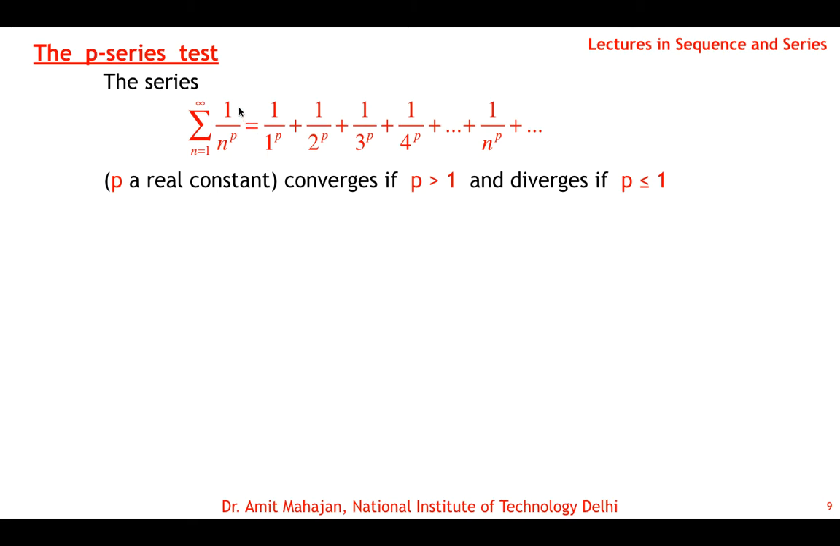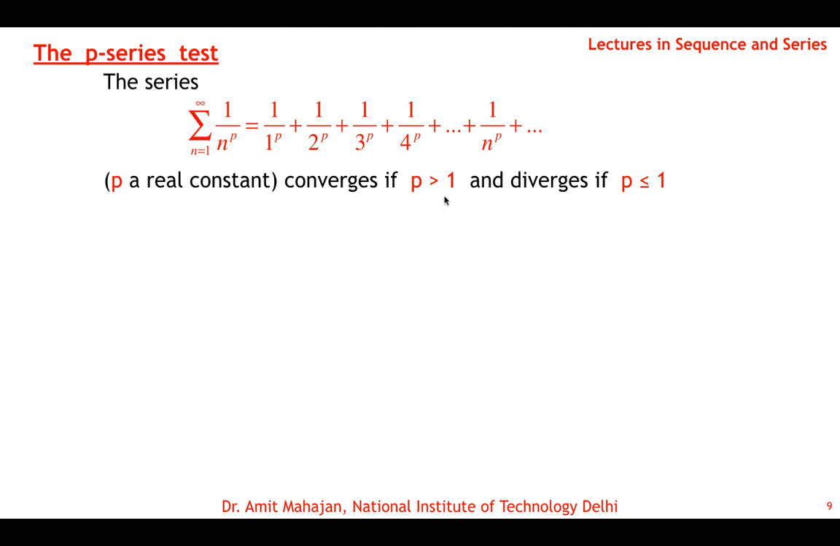Okay, so series 1 by n power p, which is 1 by 1 power p plus 1 by 2 power p plus so on, where p is a real constant. It converges for p strictly greater than 1 and diverges if p is less than or equal to 1. Okay, so this is an important result, that the series 1 over n power p converges if p is greater than 1 and diverges if p is less than or equal to 1. Okay, so we'll prove this result.